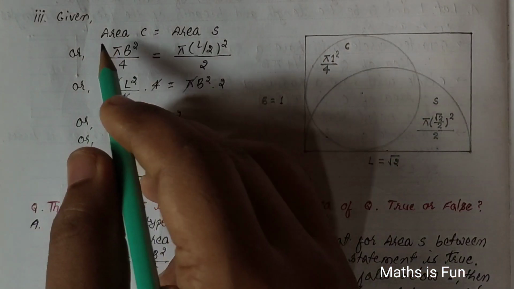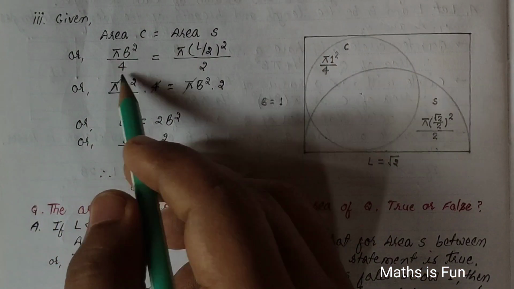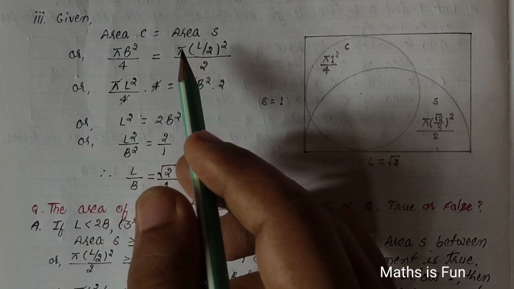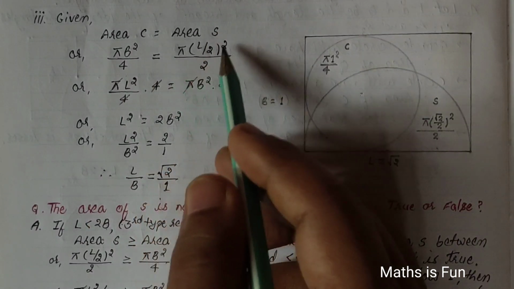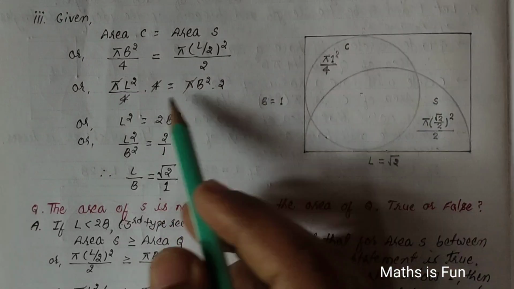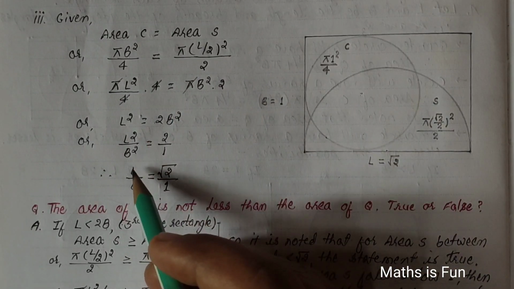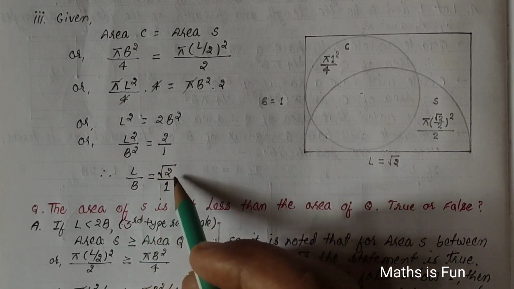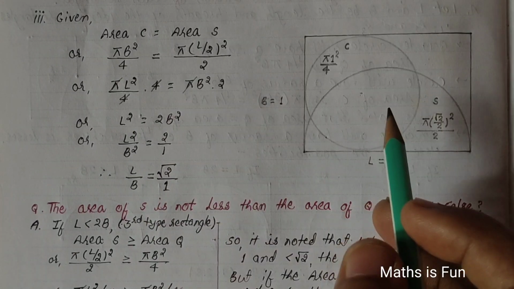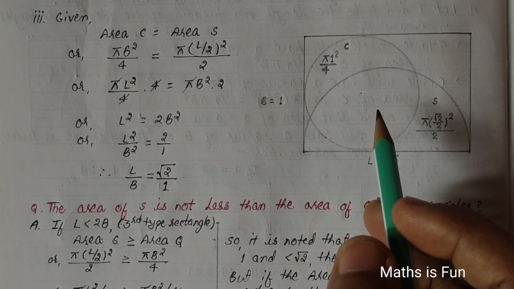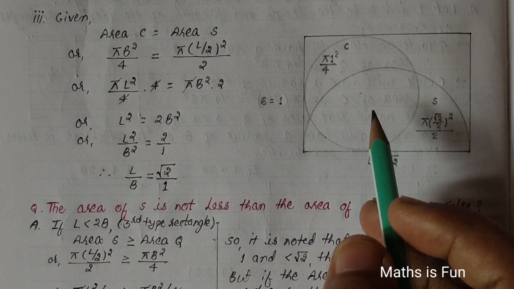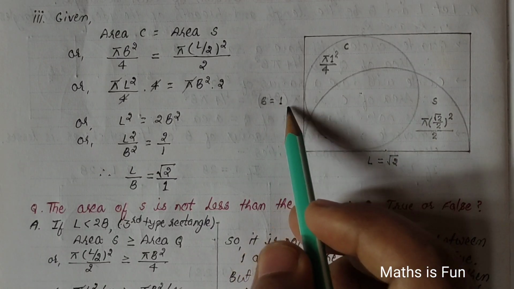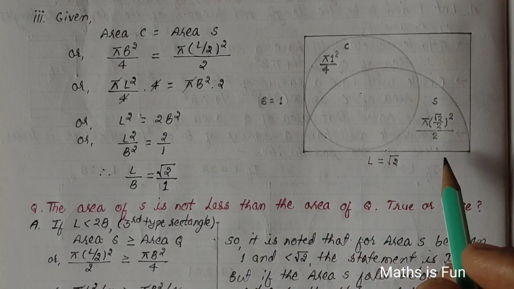So we take the area of the circle as pi b square over 4, and we take the area of S as pi (L/2) square over 2. Now if we solve this, we get L over B equals √2 over 1. The ratio of length and breadth of this rectangle is √2 over 1. That means if breadth equals 1, then length will definitely be √2.